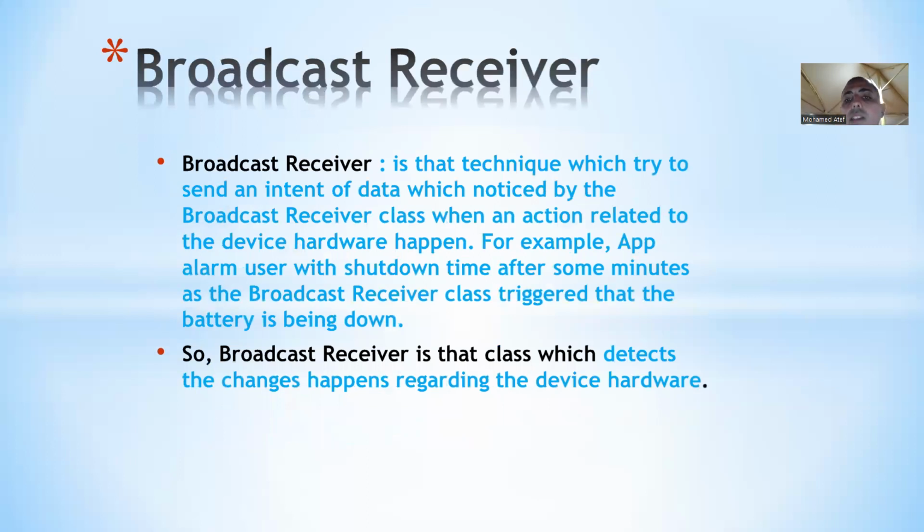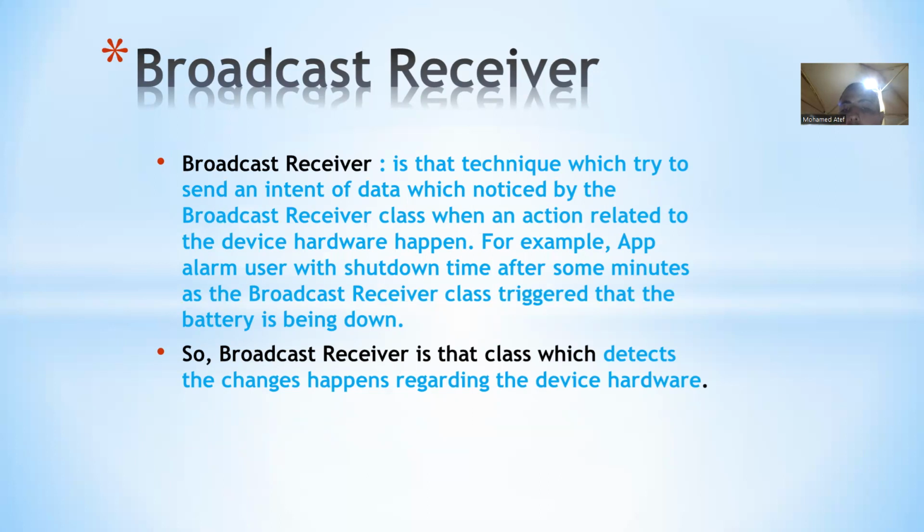Broadcast receiver is a technique which sends an intent of data that is noticed by the broadcast receiver class when an action related to the device hardware happens. For example, it can alert the user with a shutdown warning after some minutes, as the broadcast receiver class is triggered when the battery life is going down.